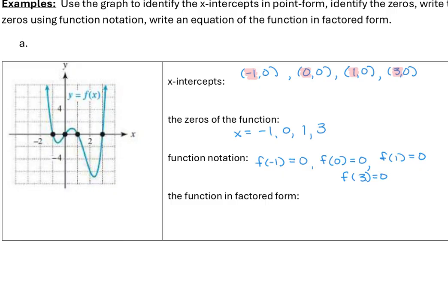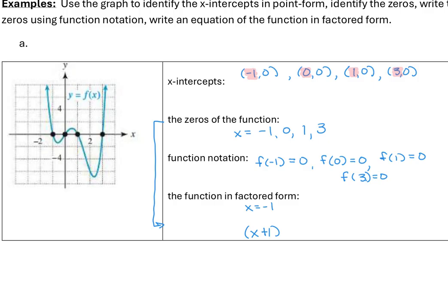All right, the next thing we want is we want this function in factored form. So I'm going to go back to my zeros, and I'm going to bring them down here. And remember that when we write these as factors, we change the signs. So for instance, if we have x equals -1, this is a factor of x plus 1. What we're doing is we are moving this number back over here with our x.